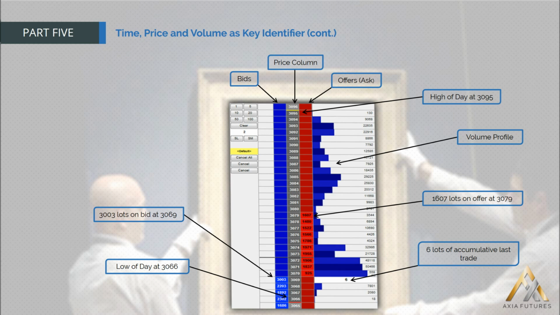We then have the low of the day, and then note the bid of 3,003 lots at the price 30.69. Again, this is the amount of contracts at which the buyer is willing to buy at price 30.69. So that's what a representation of price, time, and volume looks like just on a price ladder.